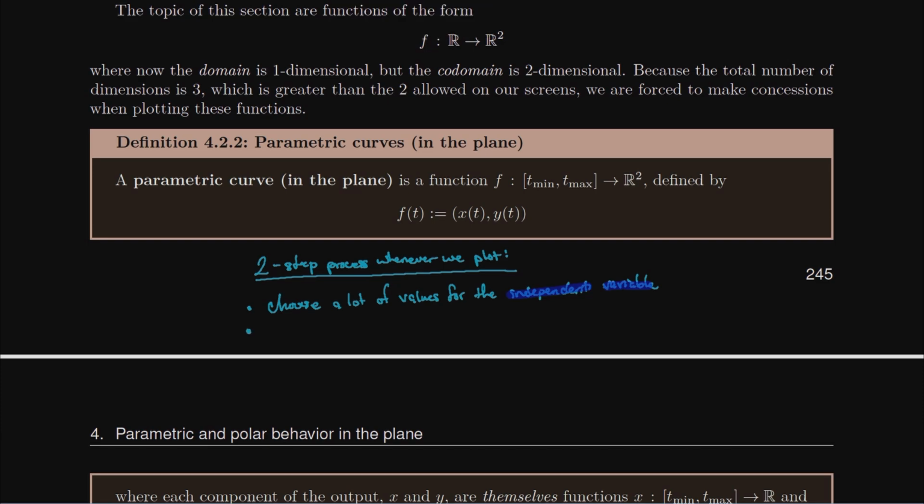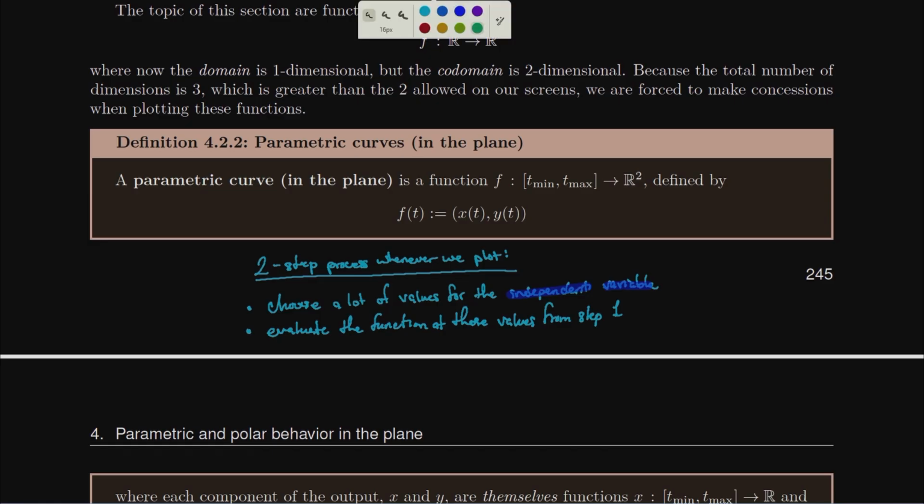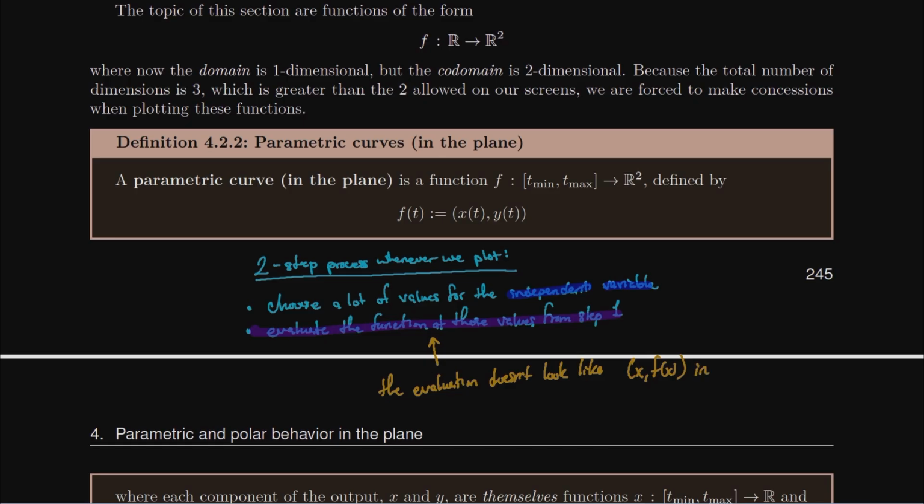And then the second step is to evaluate the function at those values from step 1. So this is always the process. We just saw it from before, but with parametric curves, things change. What we get out of this evaluation changes in parametric curves. So let me highlight that and say the evaluation doesn't look like points x comma f of x in parametric curves.